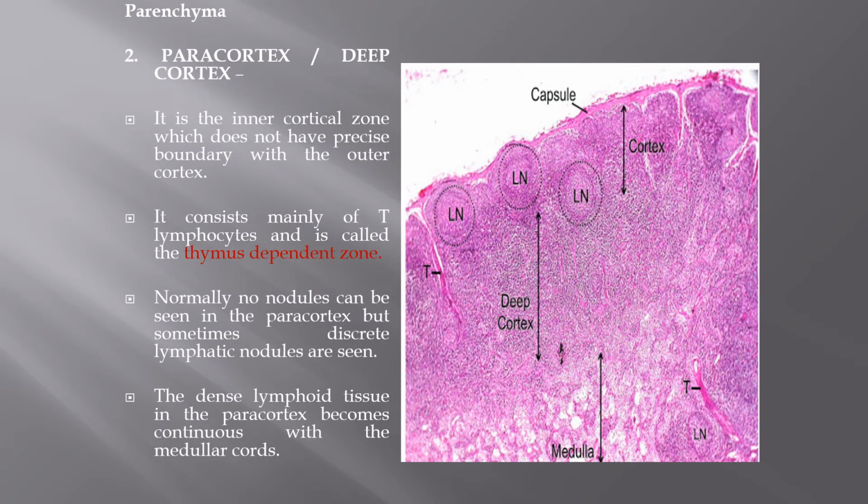The paracortex or deep cortex of the parenchyma is the inner cortical zone, which does not have a precise boundary with the outer cortex. It consists mainly of T lymphocytes and is called the thymus dependent zone. Normally, no nodules can be seen in the paracortex. Sometimes discrete nodules are seen. The dense lymphoid tissue in the paracortex becomes continuous with the medullary cords.